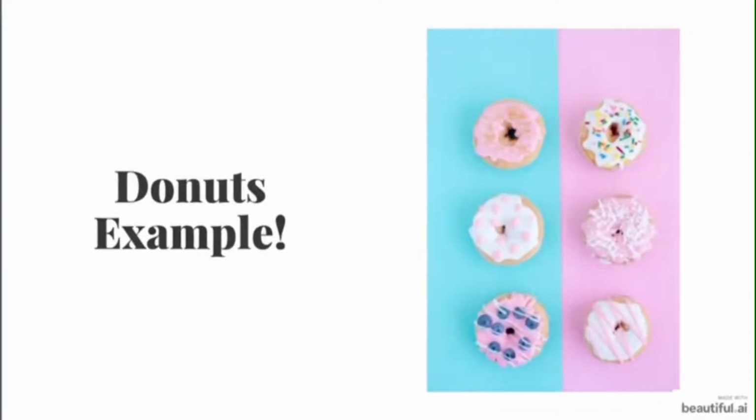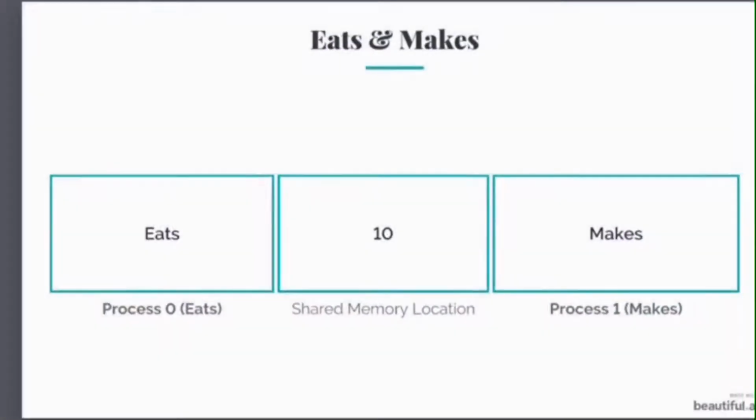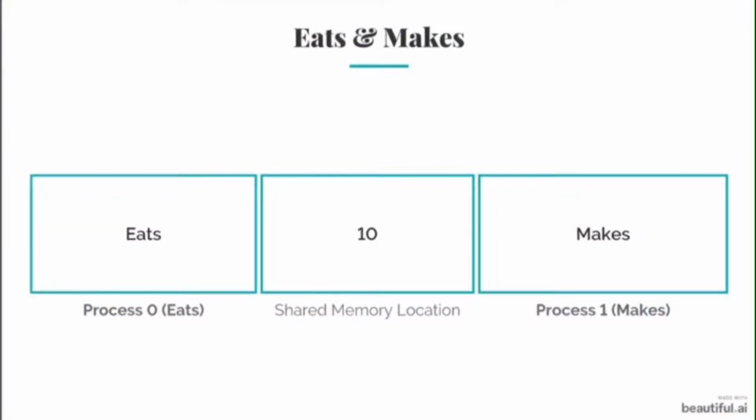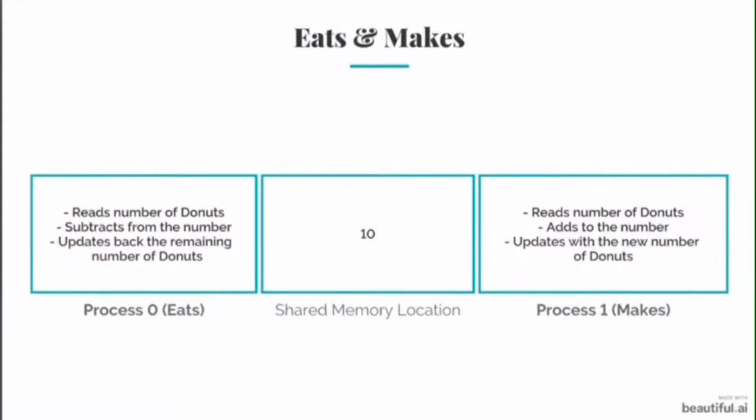I'm still using the donuts example I've been using in the last two videos. Basically, in this example, we have two processes. Process 0 eats donuts and process 1 makes donuts. They both have a shared memory location where the number of donuts are kept. So basically, process 0 reads the number of donuts in the shared memory location. It subtracts from this number, and then it updates back the remaining number of donuts to the shared memory location. Process 1 reads the number of donuts from the shared memory location, adds to this number, and then updates the new number of donuts to the shared memory location.